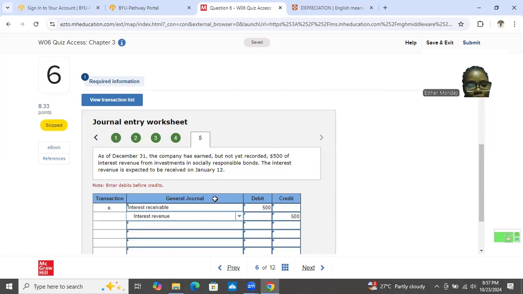So when it is received on January 12th, interest revenue will not be credited again, and the revenue still remains the same. Nothing changed because it has already been recorded. It will not be recorded again when the money is received.